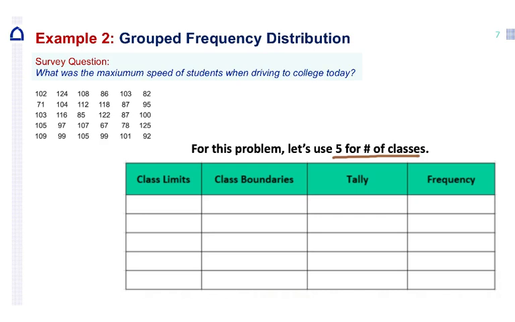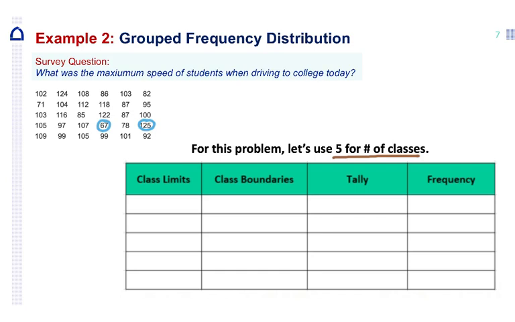So here are the steps. Again, we start in the same way. We say, okay, the smallest piece of data is 67. The largest piece of data is 125. So we must make sure that all of that data is included in our classes. And since I'm not going to make it so simple as I did in the previous slide, going 60 to 69, 70 to 79, because that made too many classes.